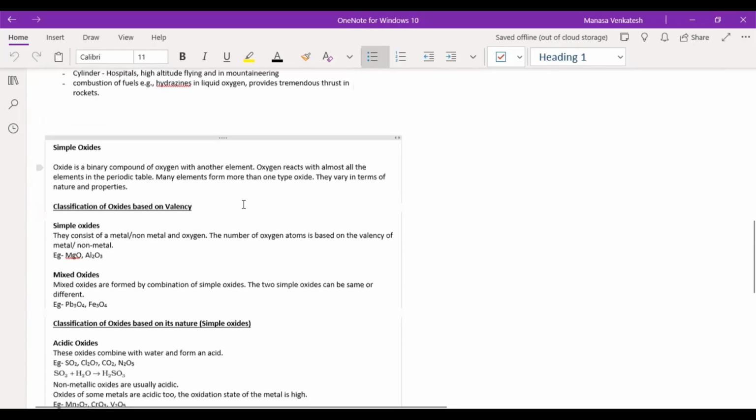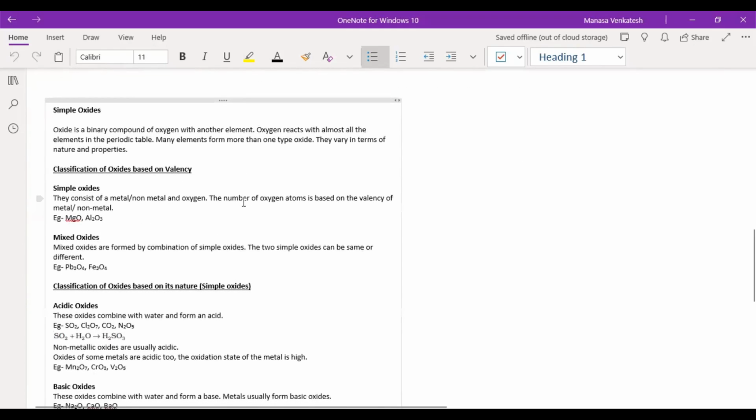Let's move on to some oxides. Oxygen is one of the most reactive elements, and it forms various compounds with almost all the elements in the periodic table. These are called oxides. So an oxide is basically a compound which has oxygen with another element. It's classified into two, simple oxides and mixed oxides.